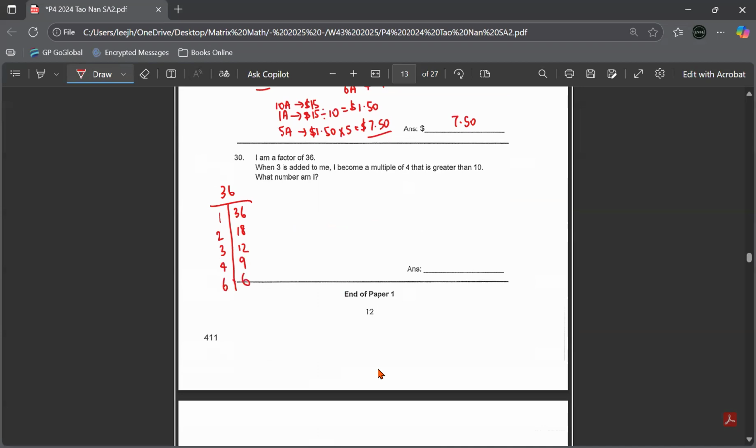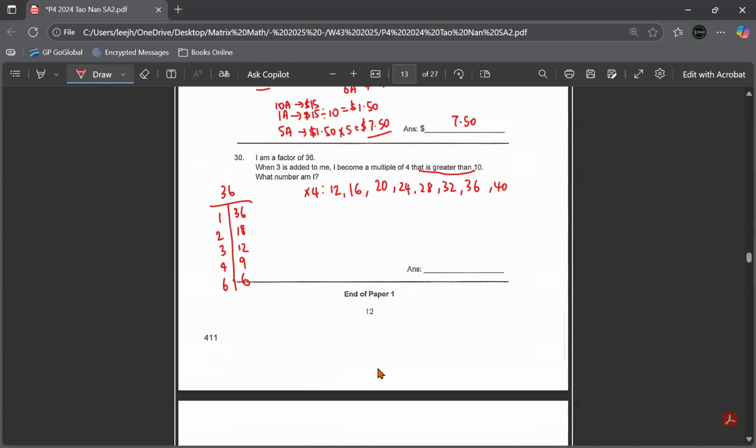So when 3 is added to me, I become a multiple of 4. So maybe you can actually list out some multiples of 4 that's greater than 10. So that means it's going to be 4, 8 cannot. It will be 12. And then 4, 8, 12, 16, 20, 24, 28, 32, 36, and 40. So which factor, when I add 3 to it, I become a multiple of 4. So you know that the number must be greater than 10.